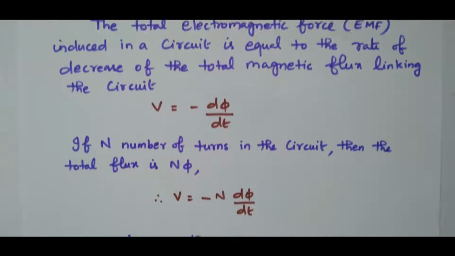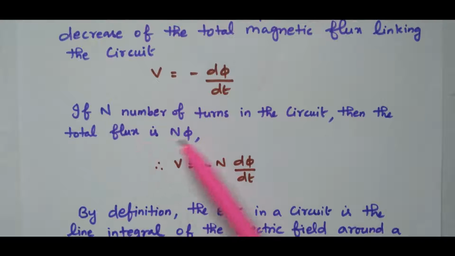If N number of turns are available in the circuit, then the total flux will be N into Φ. So V equals minus N dΦ by dt. If N number of turns are available, then we can write V equals minus N dΦ by dt.